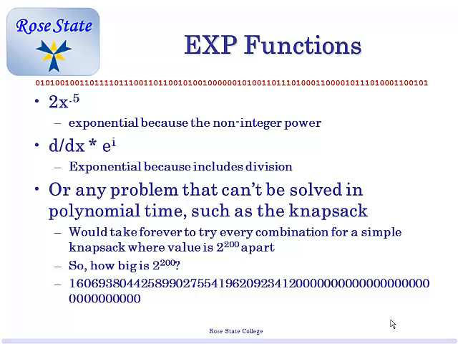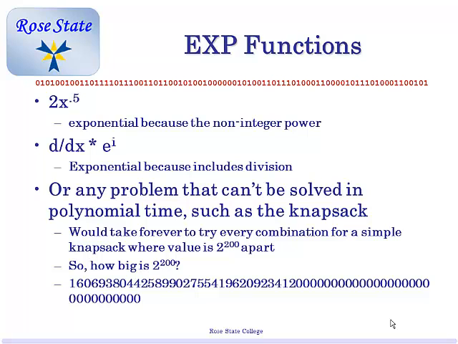EXP functions. It's exponential because now we have a 0.5. It's a non-integer power. Now it's a decimal number. The second one includes division. It says, or any problem that can't be solved in polynomial time, such as the knapsack.